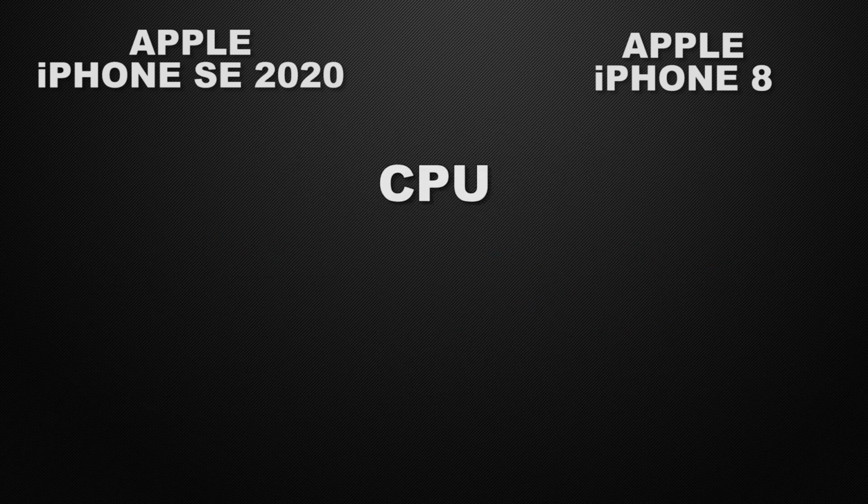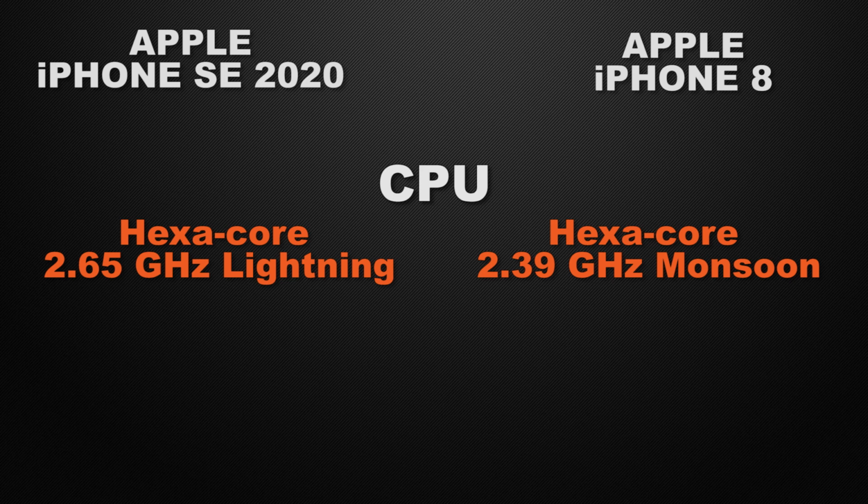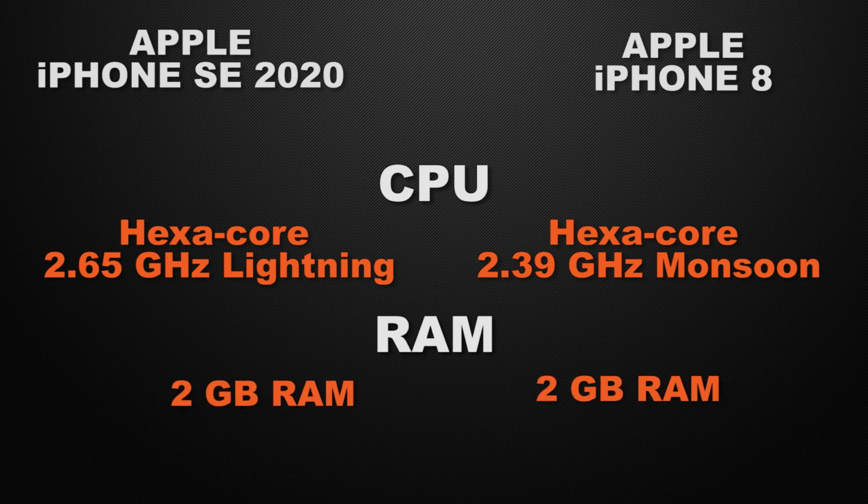Let's talk about the clock speed of the devices. iPhone SE can clock at 2.65 GHz with hexa-core based on the Lightning chipset, and iPhone 8 can clock at 2.39 GHz with hexa-core based on the Monsoon chipset. So the clear winner here is iPhone SE because of the higher clock speed. And about the RAM option of the devices, both have 2 GB of RAM, so clearly it's a tie here.